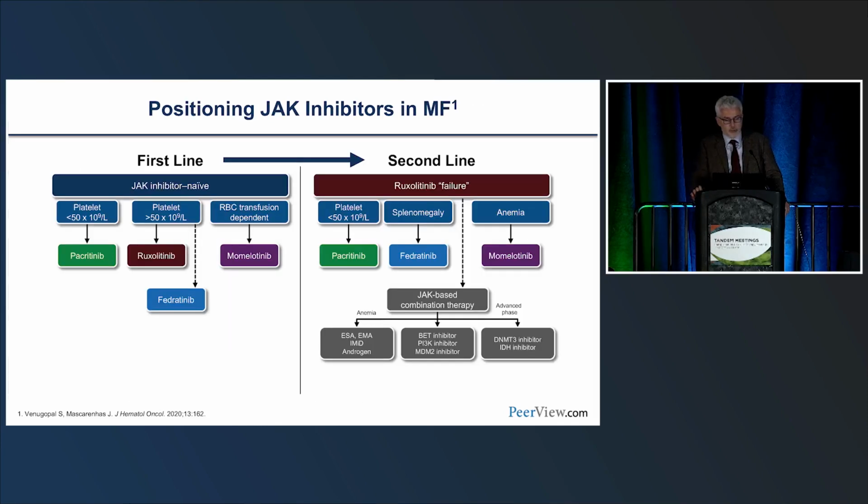And therefore, one can position JAK inhibitors in this way in the future. On the left side, first-line therapies, we see platelets below 50, platelets above 50, and then the transfusion-dependent patients, where we can possibly envision momelotinib being a choice. And as I said, one exposure to a JAK inhibitor does not prevent the second exposure. And that's why in a second-line setting on the right side, we again have pacritinib, fedratinib, and momelotinib listed. And I should say you can even consider rechallenging patients with ruxolitinib. Again, it has been done and published as an active approach.